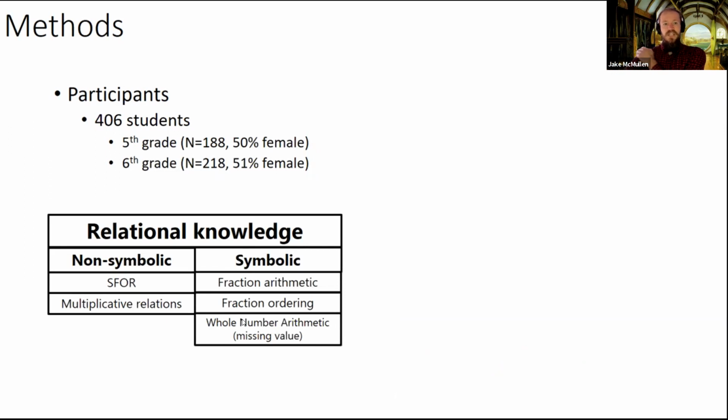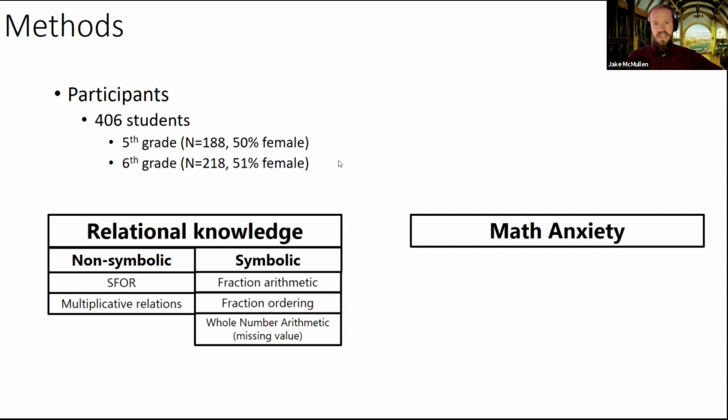Because they're 5th and 6th graders, we wanted to challenge them a little bit with a hard task that wasn't about fractions. So it was a whole number missing value: 4 plus blank equals 11, what's the blank? And then we had 2 aspects of math anxiety. We had a general math anxiety measure where they responded in terms of their overall anxiety doing different kinds of activities in mathematics in general. And then we had a task-specific math anxiety question.